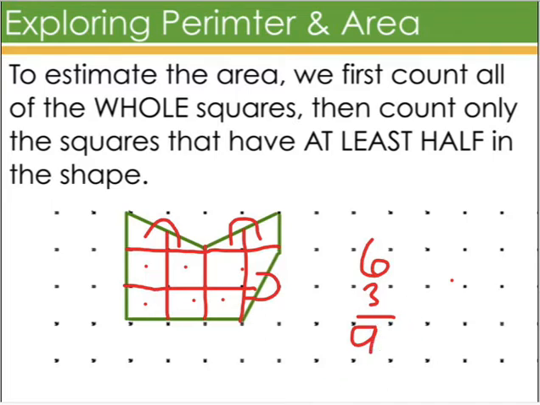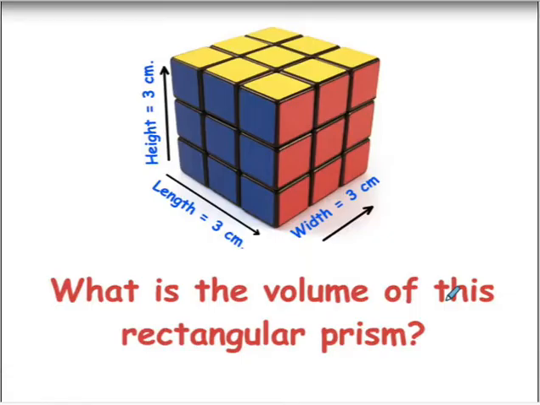And then for my perimeter, I'm going to count around the edges. So I'm going to start here, mark my starting point. I'm going to say 1, 2, 3, 4, 5, 6, 7, 8, 9, 10, 11, 12, 13. So remember, when you're estimating perimeter, you're going around the outside. How many lines does it cross? We're making our best guess estimate.